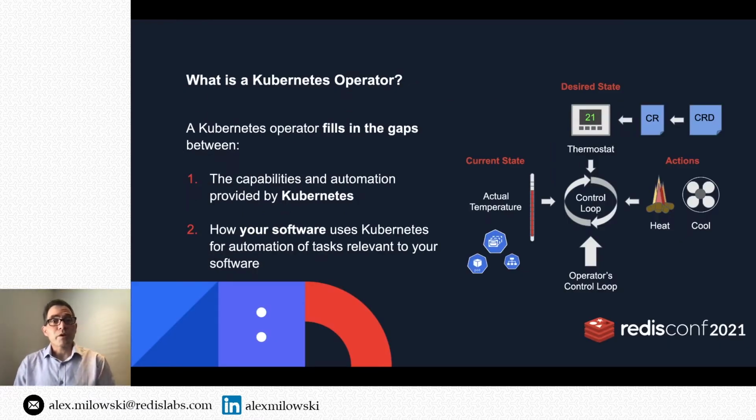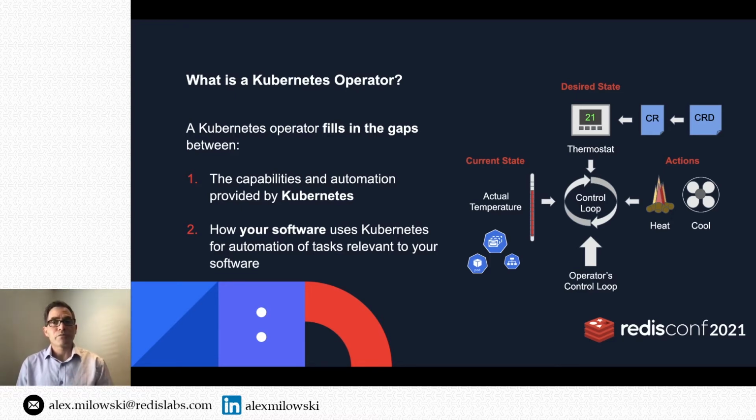What is a Kubernetes operator? A Kubernetes operator fills the gap between the capabilities and automation provided by Kubernetes and how your software uses Kubernetes for automation of tasks relevant to your software. These tasks might be the installation of your database, the management of it over time, backup, scaling your database, and so forth. So one way to think about what an operator does, and a good analogy, is a thermostat.